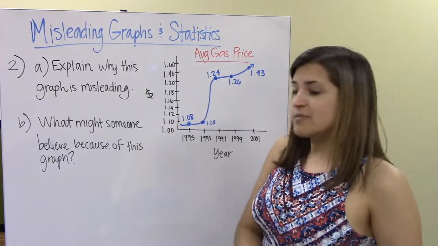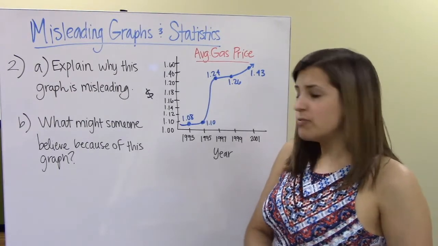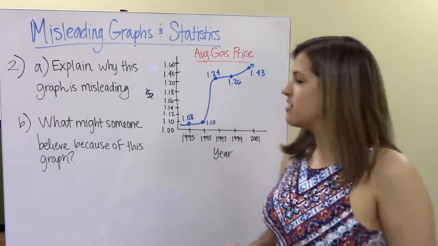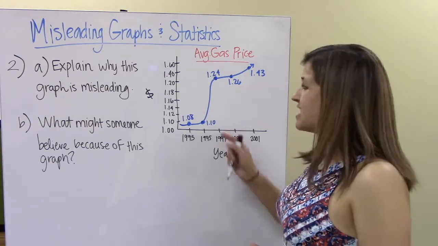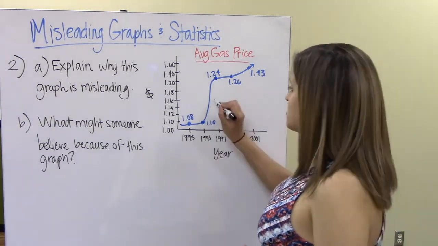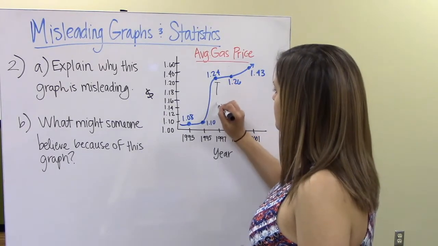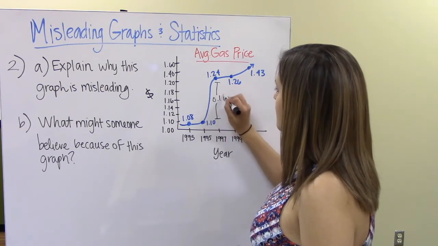B, what might someone believe because of this graph? Well, let's take another look at that curve. This whole big jump between 1995 and 1997, that's actually only 14 cents. So I'm going to label this interval right here with 14 cents, just so I can remember that.